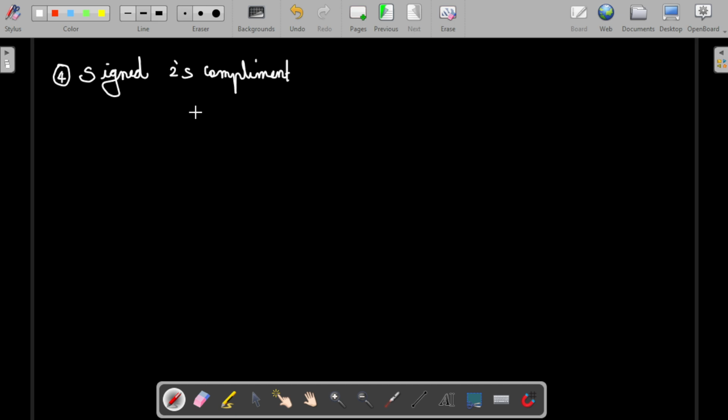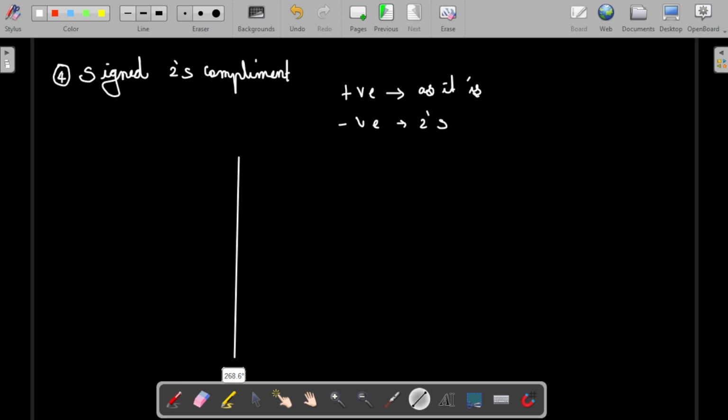So here the same thing. In the signed 2's complement representation, the positive number will be represented as it is. The negative numbers are represented in 2's complement. Okay. So let's see how this is solving our disadvantage of 2 representations for zero.